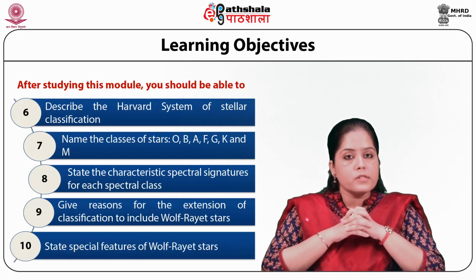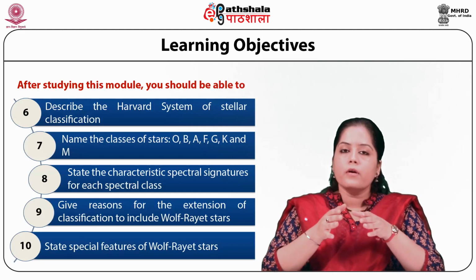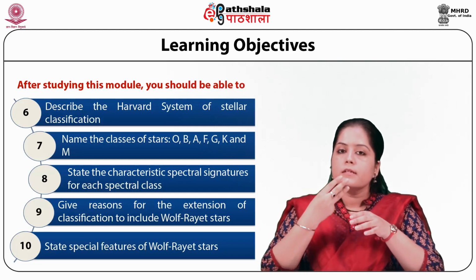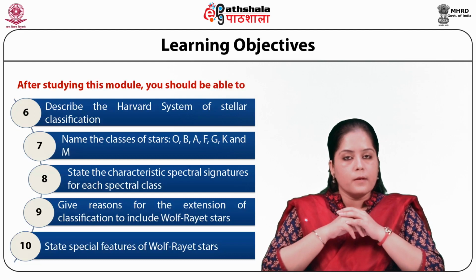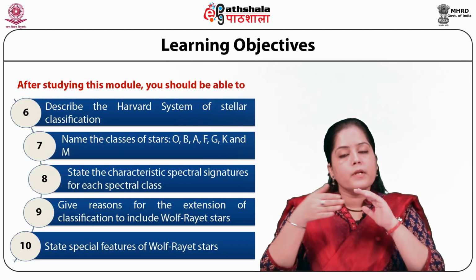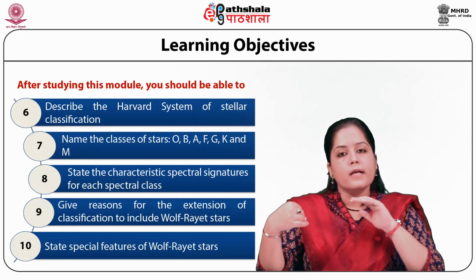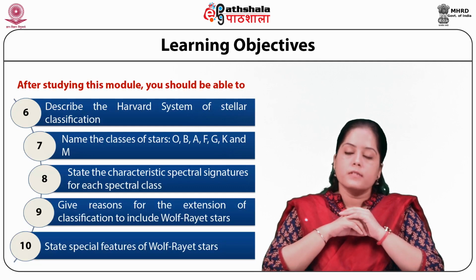Then we will also understand that the stars belonging to the first 3 major classes are called early type, and those belonging to the last 4 are known as late type stars. So let us start with a basic introduction about the module.